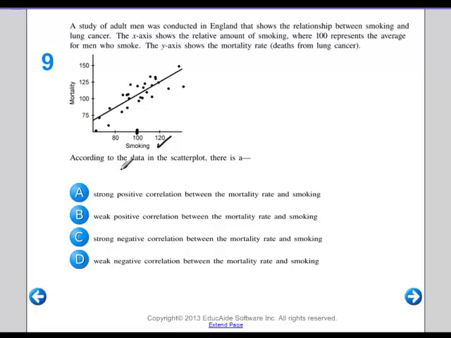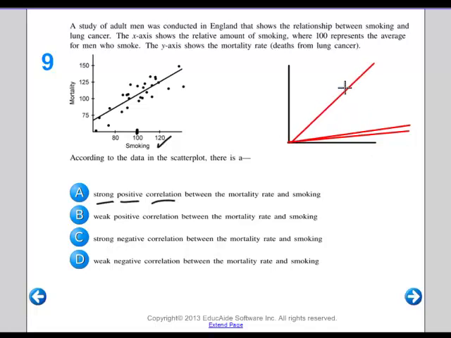All right, according to the data in the scatter plot, there is a strong positive correlation. So first of all, we know that as we go up and to the right, that's a positive correlation. A strong positive correlation would be a steeper line. So for example, if I made a coordinate plane, here might be a weak correlation. It's fairly flat.